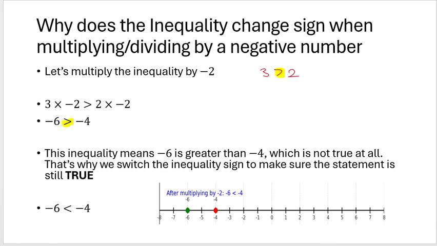But let's look at the inequality really quickly. Negative 6 is greater than negative 4. Now, that doesn't sound correct because we know in reality, negative 6 is definitely not bigger than negative 4. It's in fact smaller than negative 4. So that's the reason why we switch the inequality signs around, just to make sure that the statement is always true. Okay, so that's why we do that.